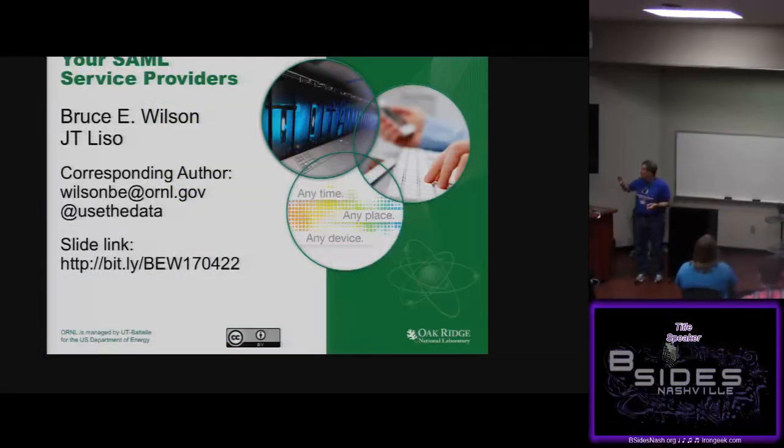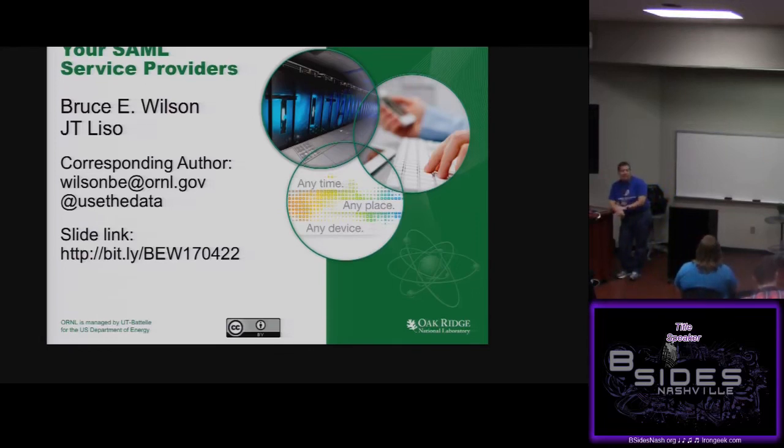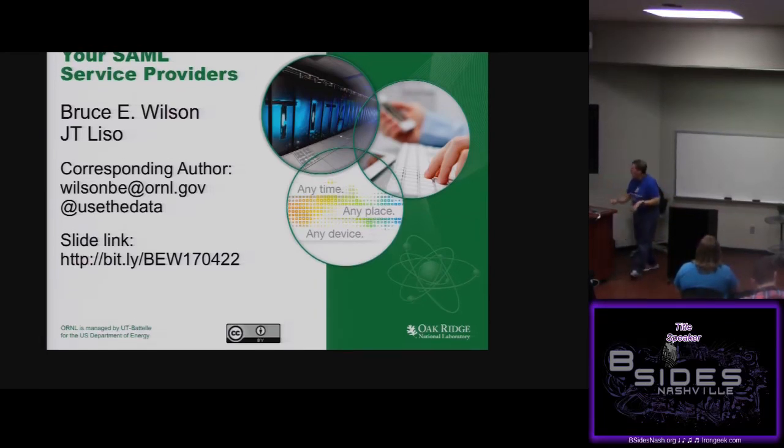So I'm Bruce Wilson. I work at Oak Ridge National Laboratory. When we started this effort, I was one of the enterprise architects. I'm fortunate that I actually happen to be the CTO for IT at Oak Ridge as of a couple of months ago. JT Liso is a student at UT Knoxville. Much of the code that's here is stuff that he's written. So if you like what you've seen, it's his. If we screwed up, it's my fault.